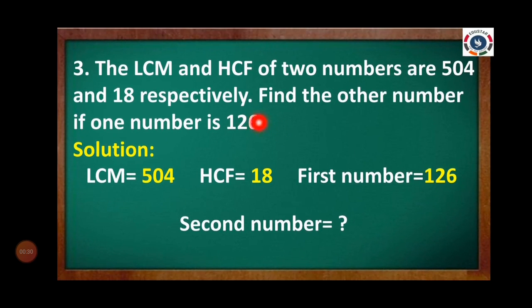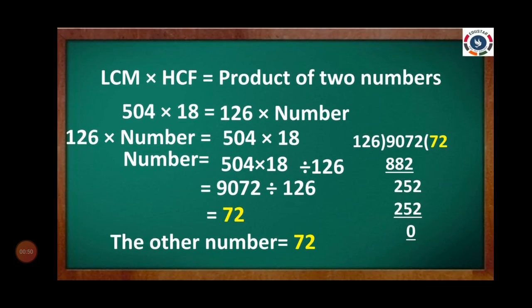Then 3. The LCM and HCF of two numbers are 504 and 18 respectively. Find the other number if one number is 126. Solution: LCM equals 504, HCF equals 18. First number is equal to 126; the second number we need to find. The solution: LCM into HCF equals the product of two numbers. 504 into 18 equals 126 into the number. 126 into the number equals 504 into 18. Then multiply the values, then divide by 126. Finally, we get 72. The other number is 72.